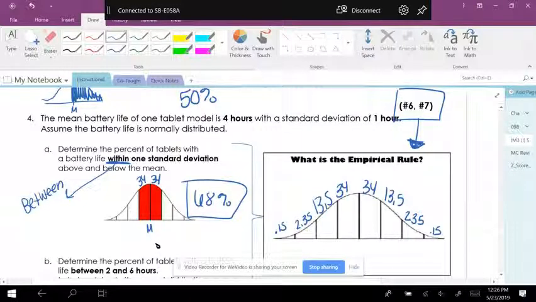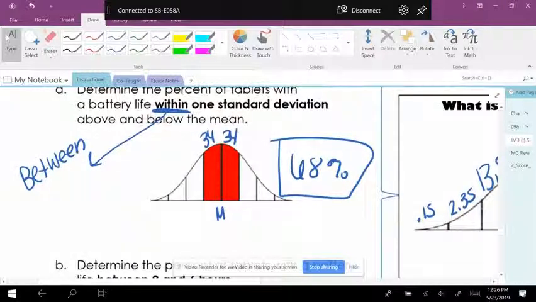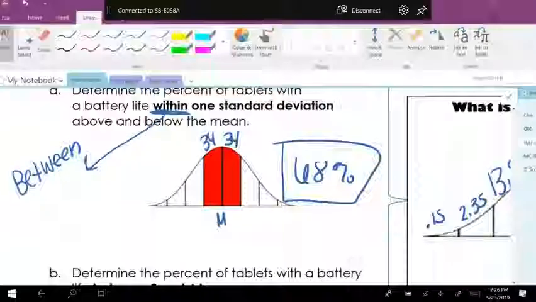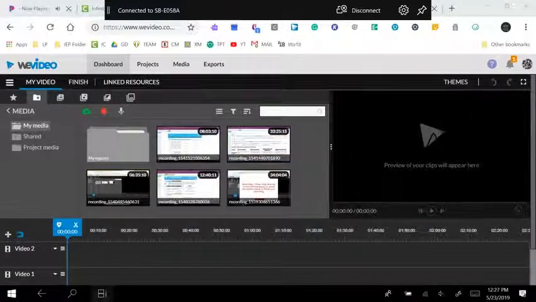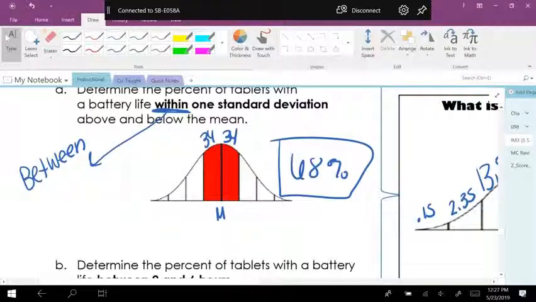Okay, yep. 34 and 34. Okay, I'll leave that there for a second. Oops, don't know what's going on with this computer today.